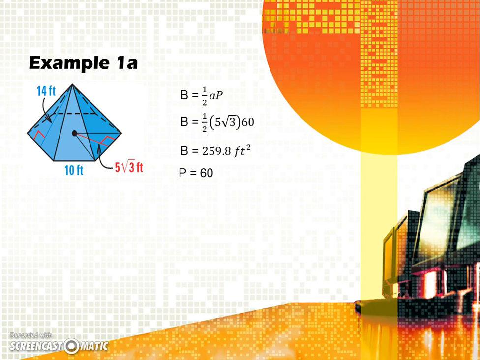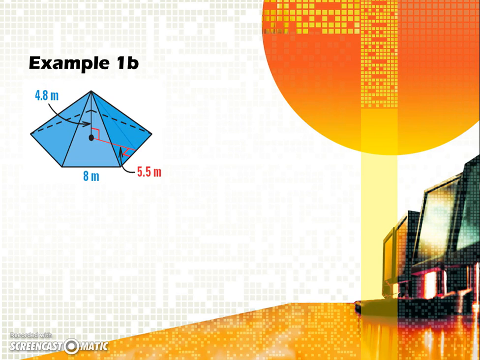As we said earlier, our perimeter is 60 and our slant height here is 14. It's given to us. Now we just plug into the formula: capital B, which is 259.8, plus 1/2 times P, which is 60, times L, which is 14. We type this in and we get 679.81 square feet.